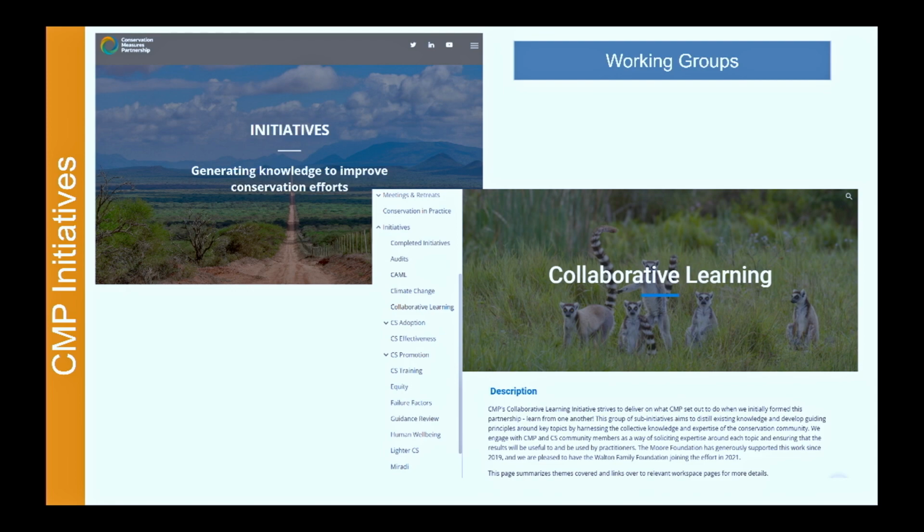A number of the initiatives you might know about or have been involved in are going now: things on nature-based solutions or science-based targets, or things on human well-being, that was part of an initiative really, or lighter conservation standards, easier ways into conservation standards. You might learn more about that later if you don't know about that session.